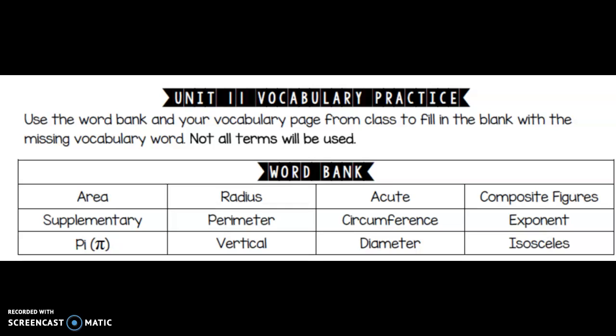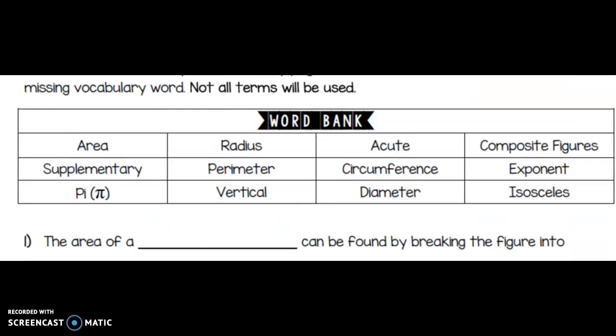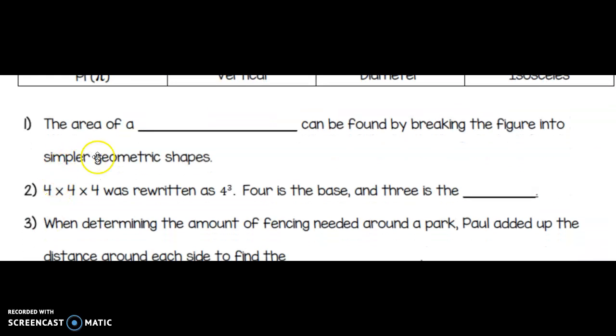Unit 11 Vocabulary Practice Answer Key. We used the word bank here and the vocab chart from yesterday to fill in the blanks with the missing vocab word. The area of a blank can be found by breaking a figure into simpler geometric shapes. The area of a composite figure.